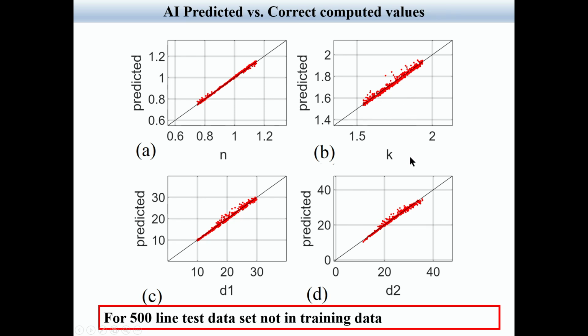We do it over again for k, we do it again for d1 and d2, and this looks pretty good, and you can find the mean square error, and these are 500 points that are not in the training set. They are in this range of the training set, but not in the training set. That would be cheating.